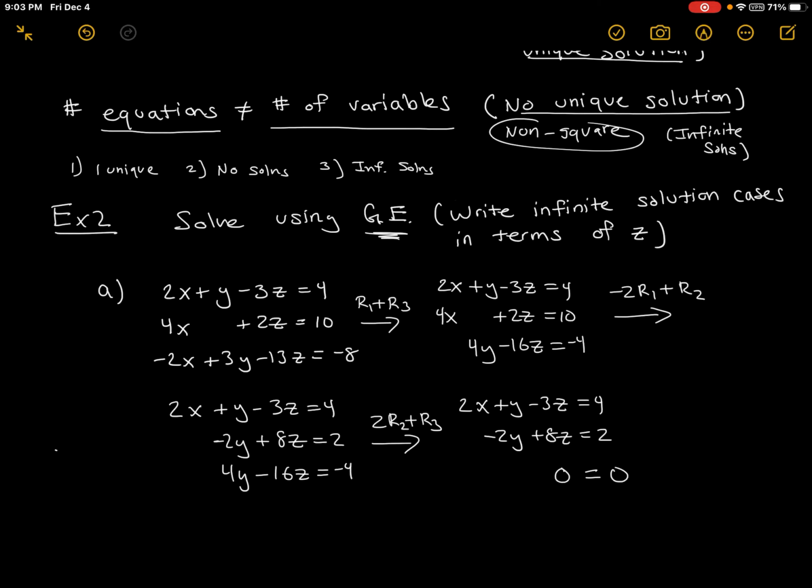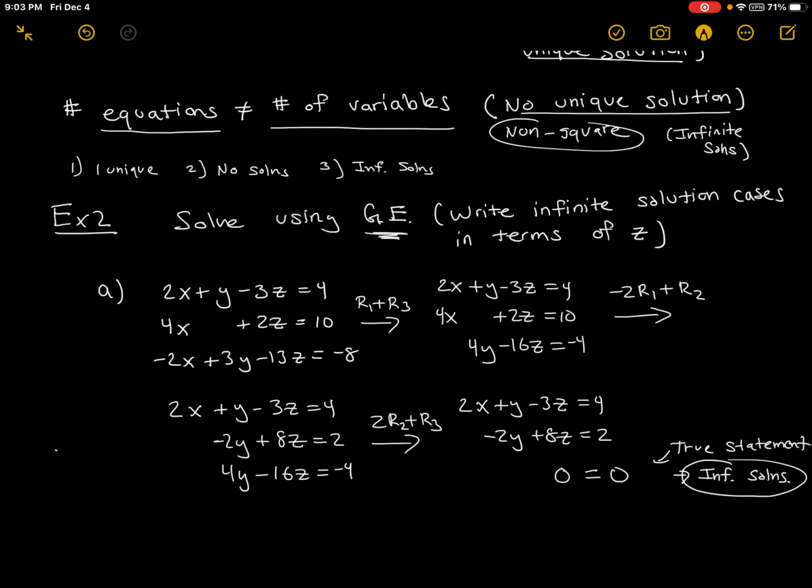Okay, so we're in row echelon form, right? Because this one's a little bit weird. The y and the z canceled out basically. And so if you remember, when you solved linear systems of 2 equations or even 3 equations back in Math 3, when you have a true statement, which it is, this is true, this implies there's going to be infinite solutions.